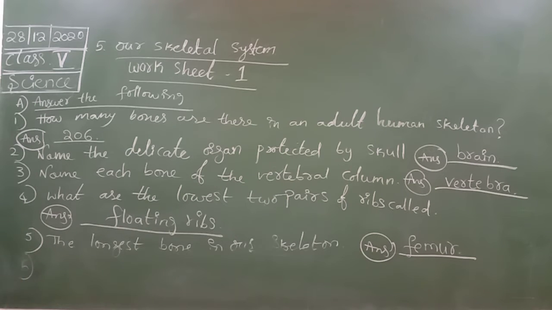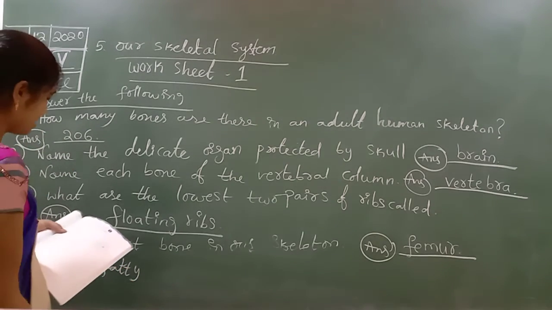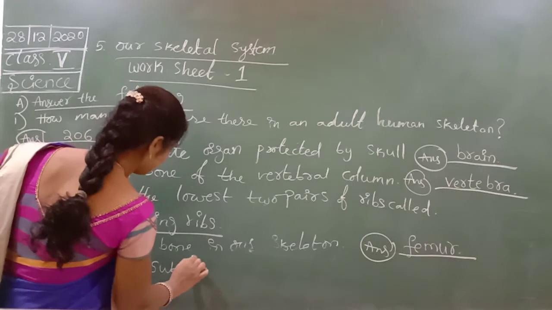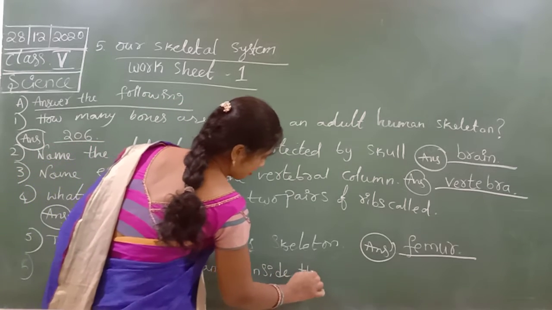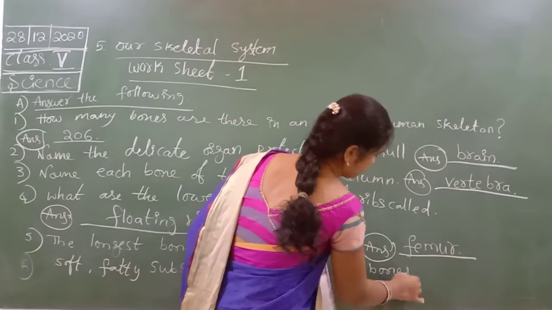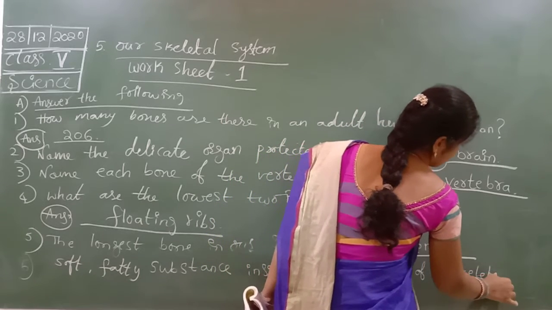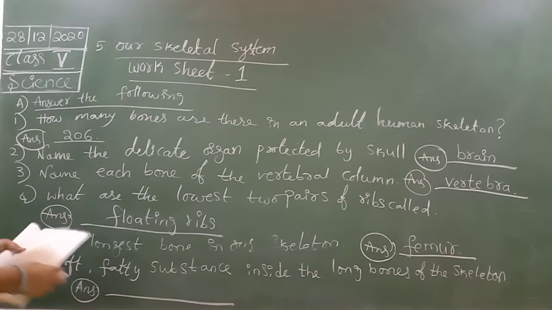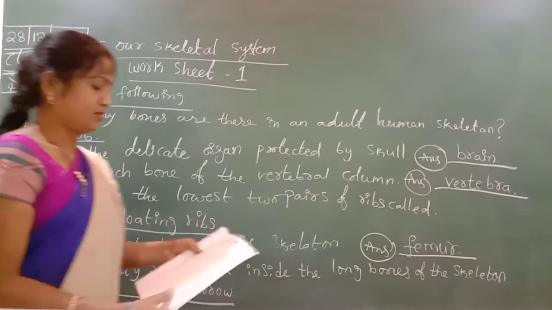Next. Sixth one. Soft, fatty substance inside the long bones of the skeleton. Bone marrow. Okay.